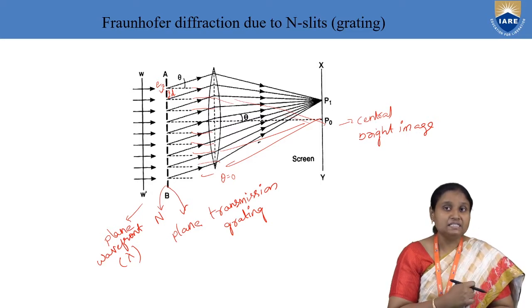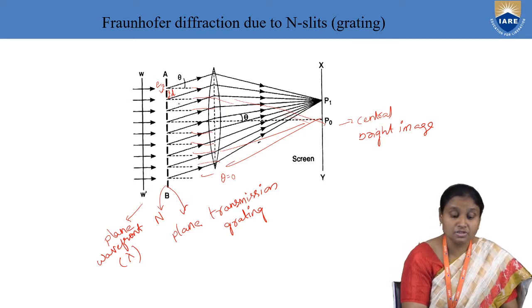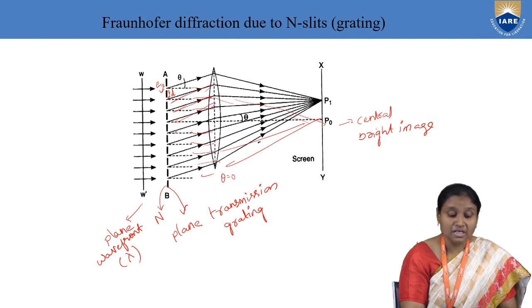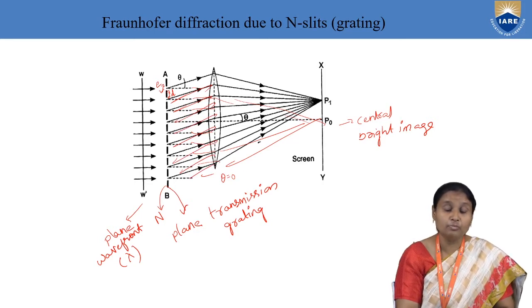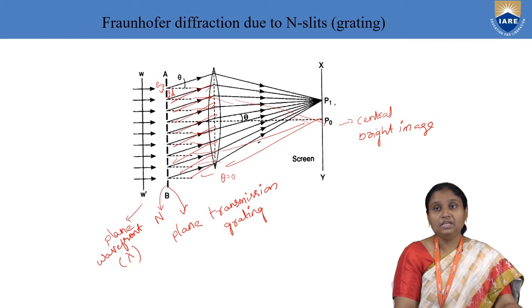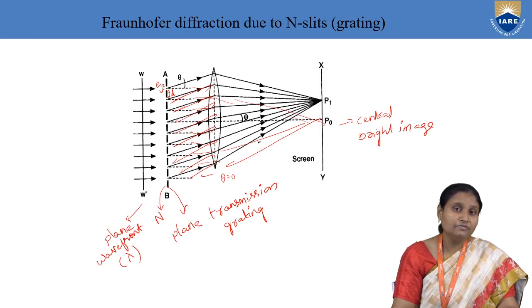Now what is my next step? The next step is considering all the secondary waves which are making angle theta with the normal direction, shown by the solid lines. Using this lens I'm focusing them at point P1. Again the same thing, I should try to get the condition when this point P1 will be bright and when it will be dark. As we have done in the case of single slit, in order to get conditions for bright and dark, we first have to find the path difference.